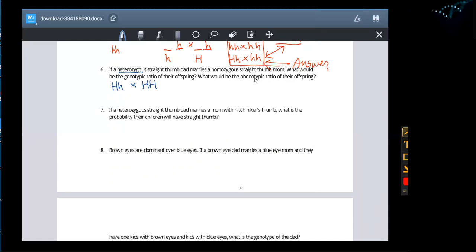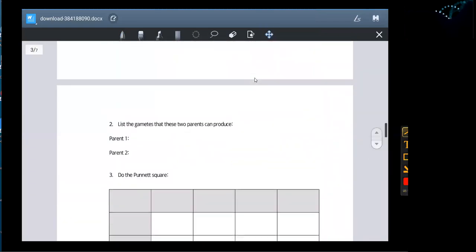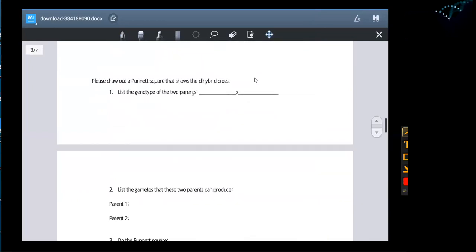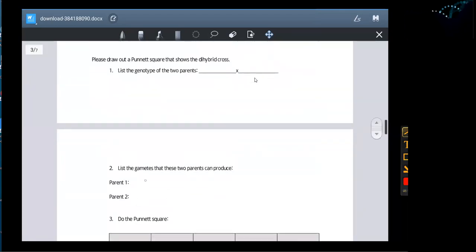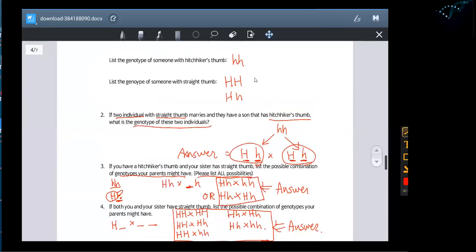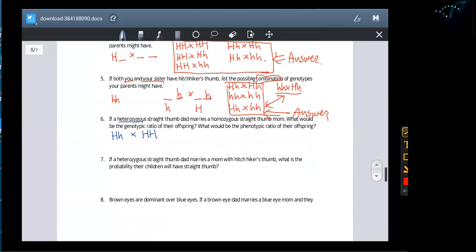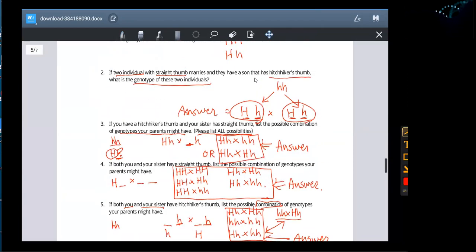So how do you do this? Well, you got to go through the specific steps we have set up previously, right here. What are the steps? List the genotype of the two parents. We already have. That was big H, little h, cross big H, big H. Then you need to list the gametes. That's number two. Okay, let's do that. Well, what will dad make? Well, he can have one big H, one little h. What kind of egg can mom make? Oh, just one kind, big H. Okay, that's number two. I have made my gametes.